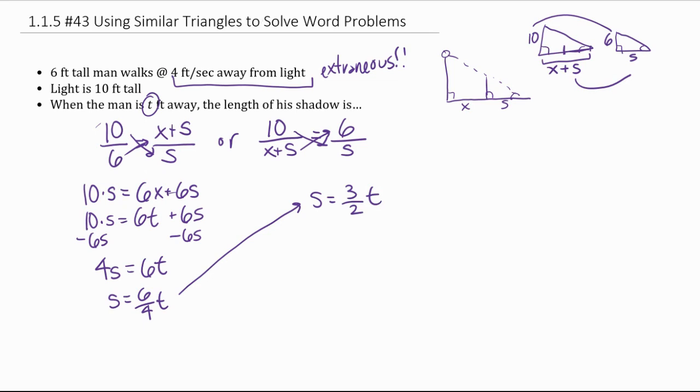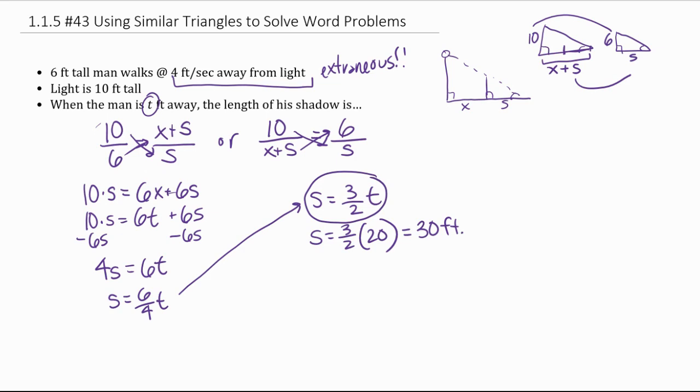So this is also confusing, because t is generally time, but it's not always. So in this case, they're saying t feet away. So if he was 20 feet away, for example, then that would give me 3 times 10, so that would be 30 would be the length of his shadow if he's 20 feet away, et cetera, et cetera. But this here is the expression for any t feet away.